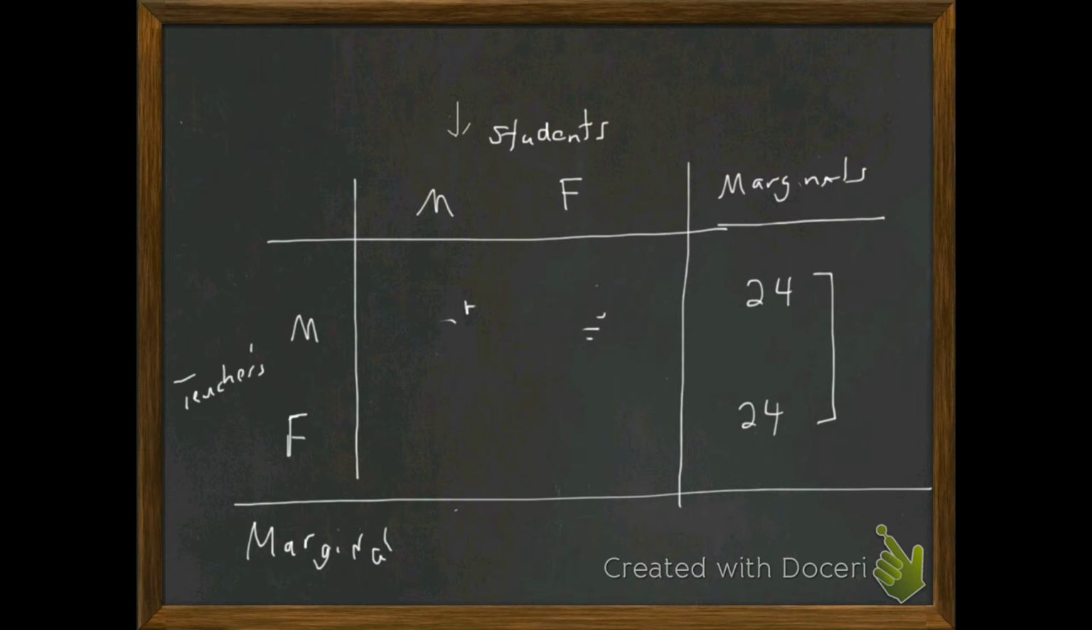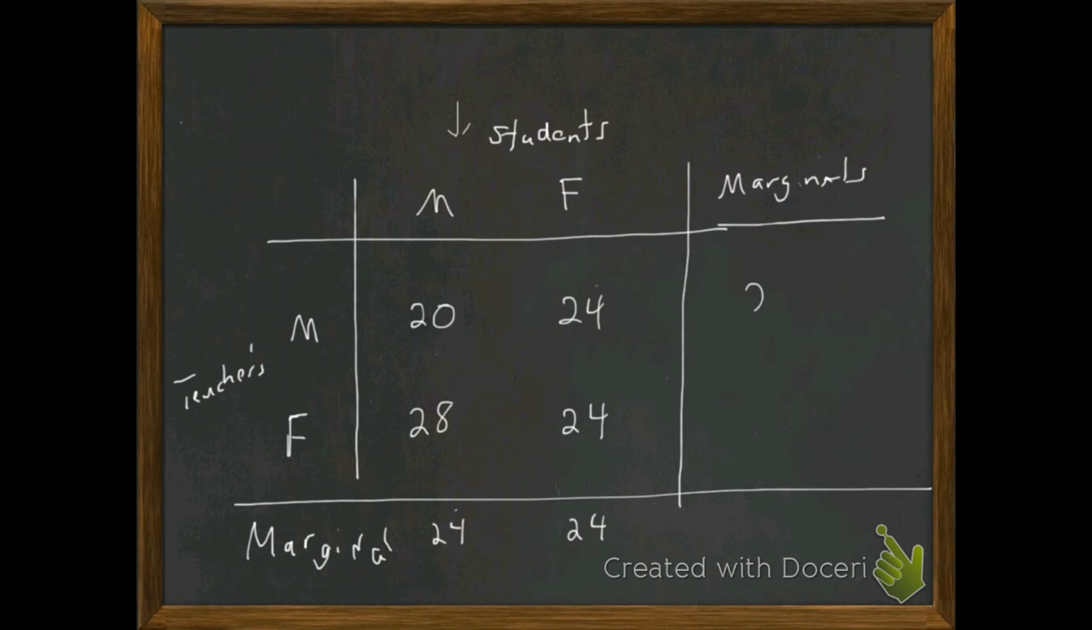Now what I'd like to be able to do here is create a situation where the interaction is statistically significant, and where the gender of the teacher is statistically significant. So what are we going to do here? Let's do 20 and 28. Going to need some extremes here. And let's go 24, 24. I think this will happen. This is 22. This is, what, 26.